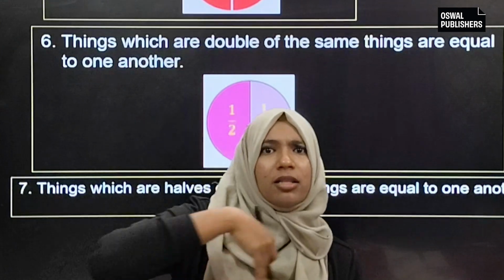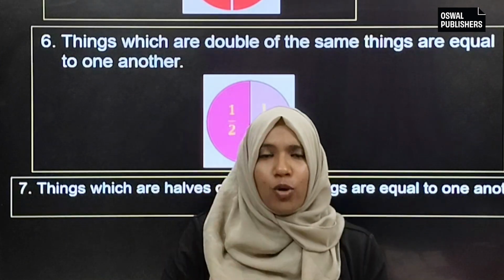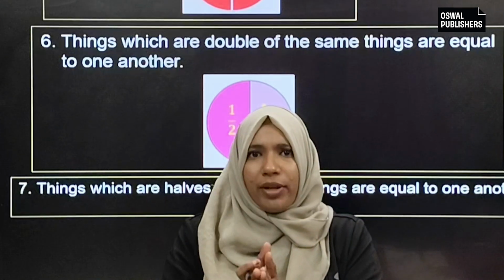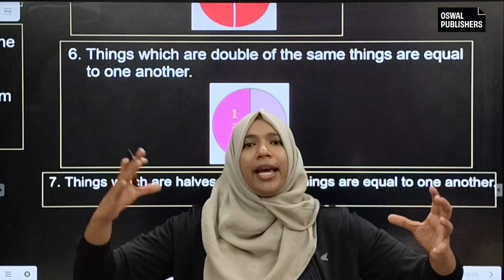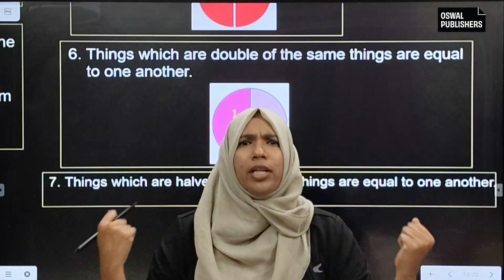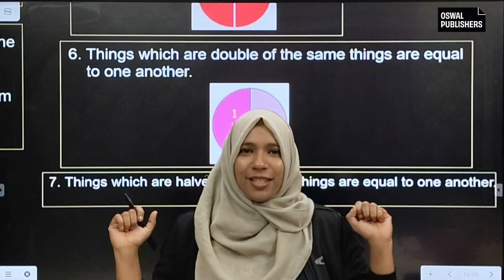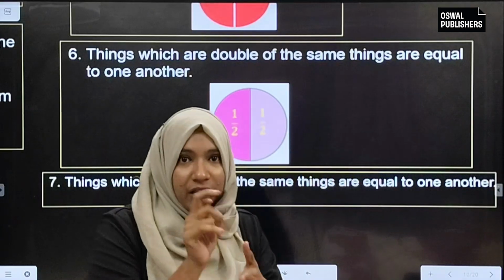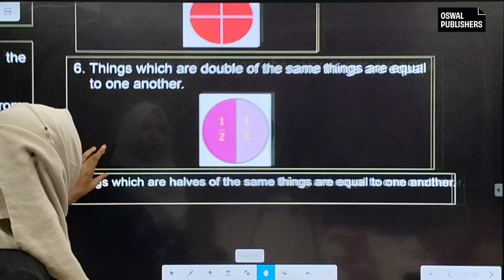That is, what am I doing now? Considering a cake and I am cutting it into halves. We can say that each half part of the cake is equal to each other. That is the case. Nothing else. So I hope Euclid's axioms are clear to you. We will be discussing it once more.